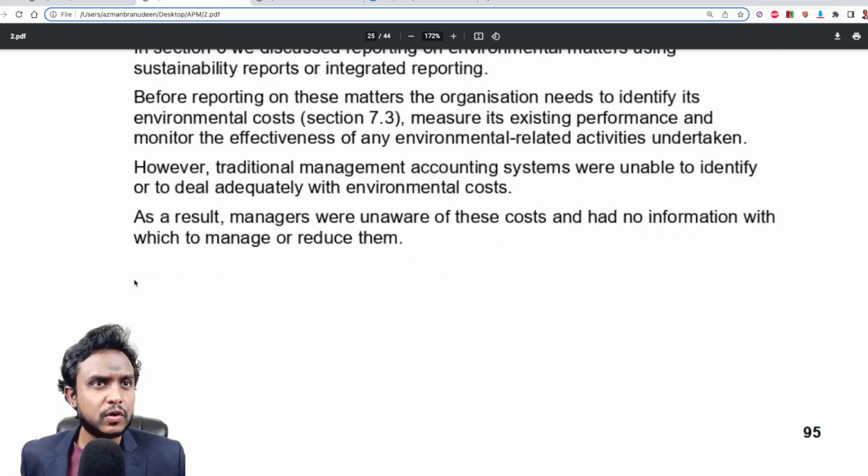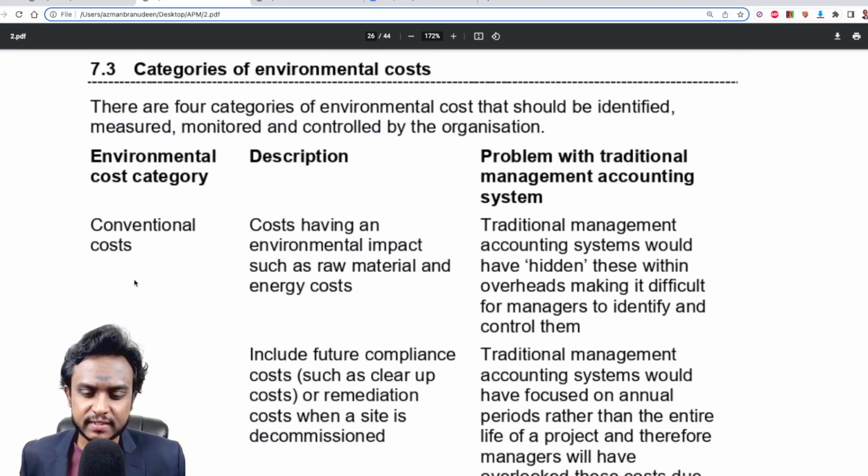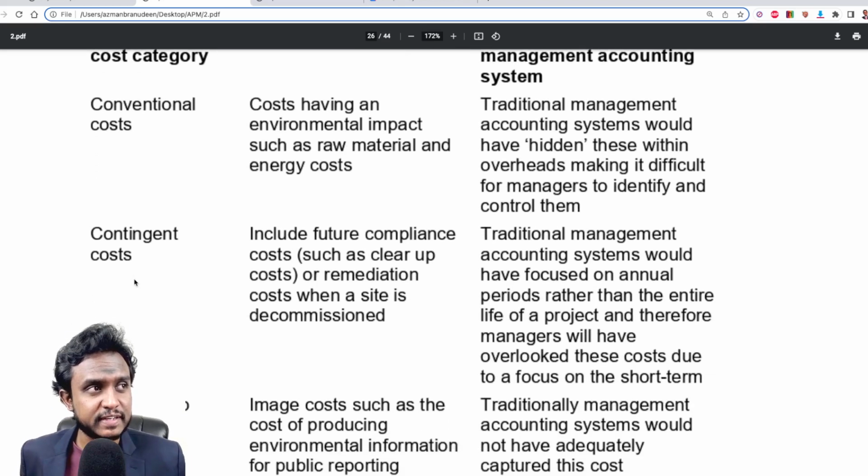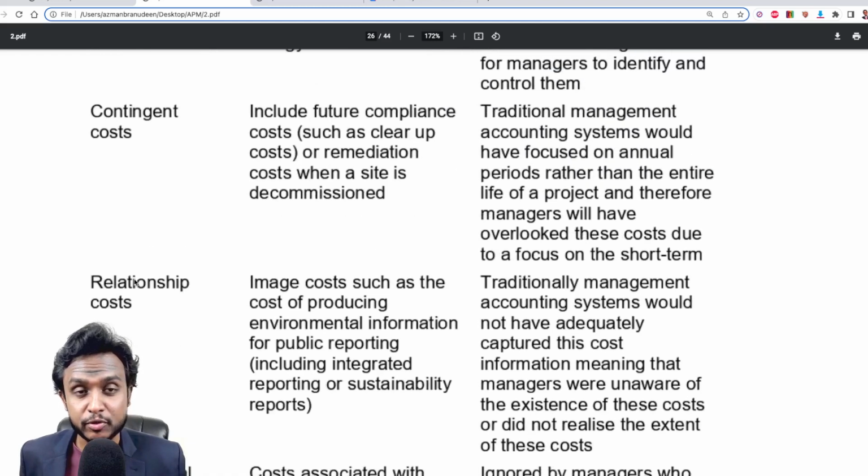Okay, so the challenge was that traditionally in classical management accounting, there was really no way to track environmental costs, and there was no real classification. And now what we do have is a better classification, a better breakdown, a better understanding of the environmental costs. And there are four types of costs: conventional, contingent, relationship, and reputational.